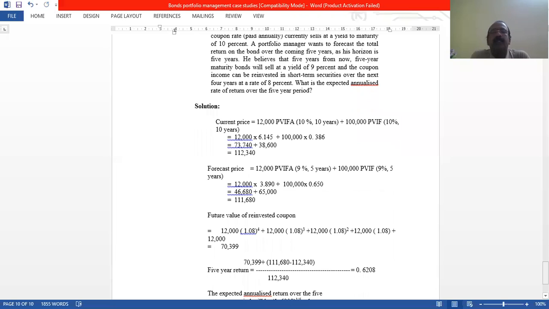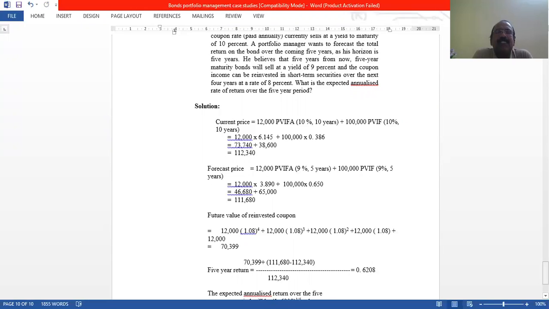Okay. Then 12,000 × 1.08 power 3, 12,000 × 1.08 power 2, 12,000 × 1.08 to power 1. The last year you cannot reinvest, the 5th year. So you will get 70,399. That is your interest payment. How much has your bond value increased?